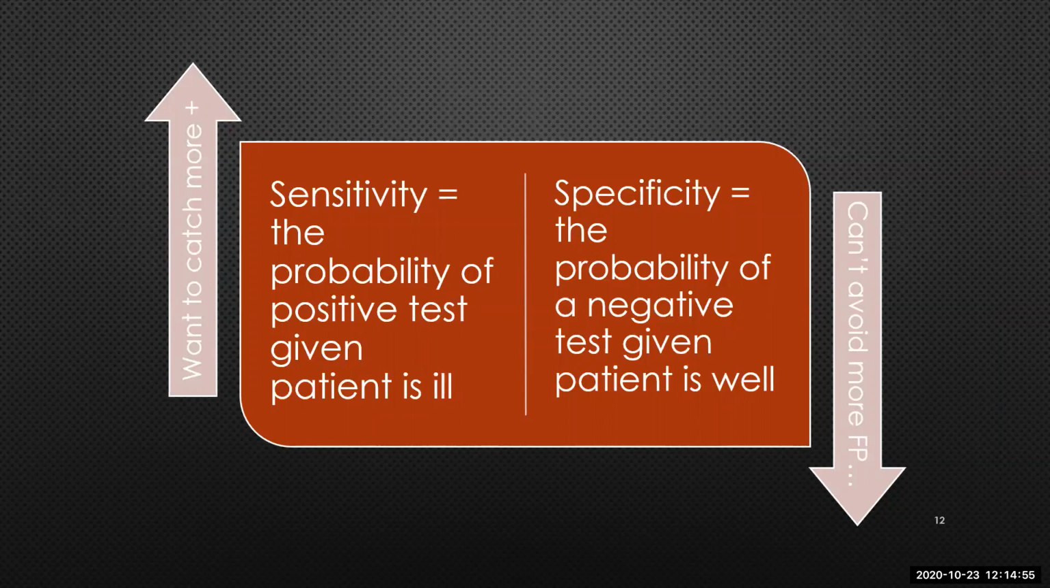So you can't have both be really, really great. And so what that means is if you want to catch more patients that are positive, then you can't avoid having more false positives, right? Your test is going to be positive more often, but that means that you're going to have more false positives. So just keep these definitions in mind as we talk about how we derive ROC curves.